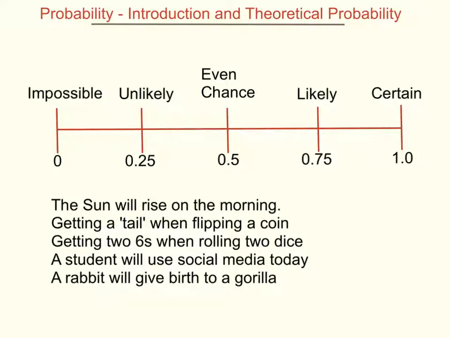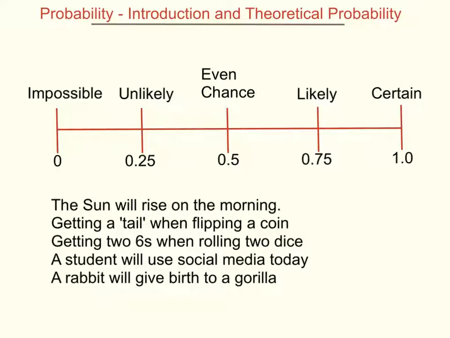Probability is the maths that we use to help us when there are events that happen by chance. To give these events a number, we use the numbers between 0 and 1. 0 means it's impossible for that event to happen. 1 means it's certain to happen. Half, or 0.5, means there's an even chance of one of two things happening.